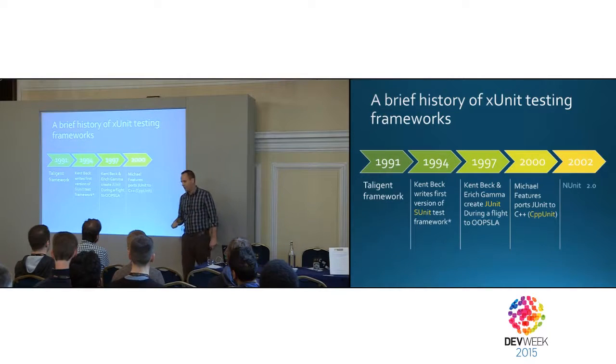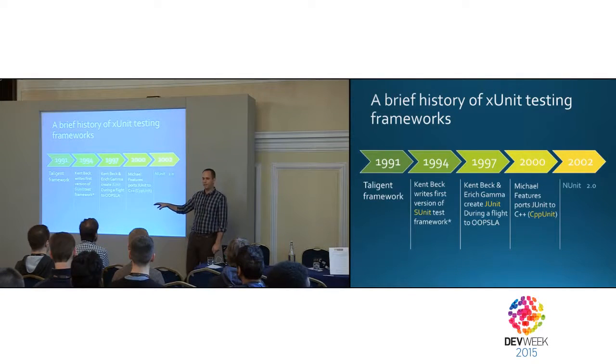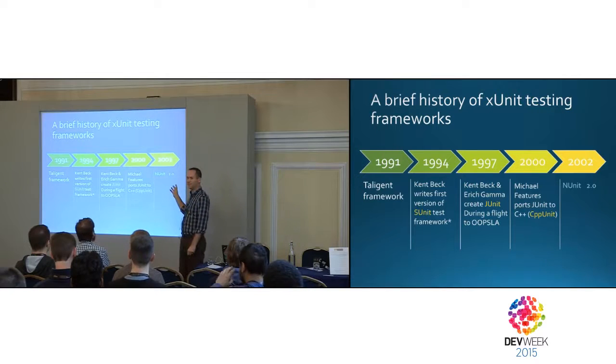Fast forward a few hundred unit testing frameworks, and we got to 2002 when NUnit, the .NET unit testing framework, got to version 2. Why version 2? I couldn't find version 1.0, not even on the site, just 2. It was created in 2002.